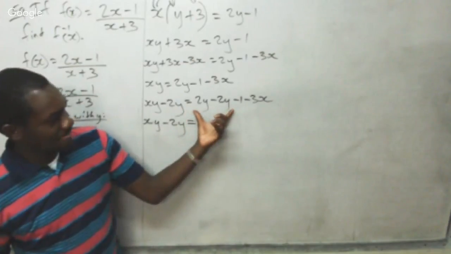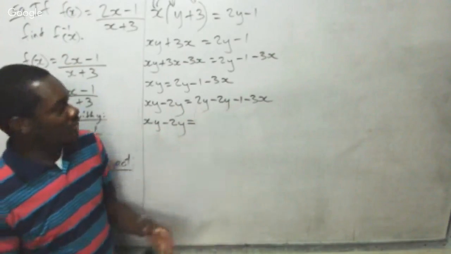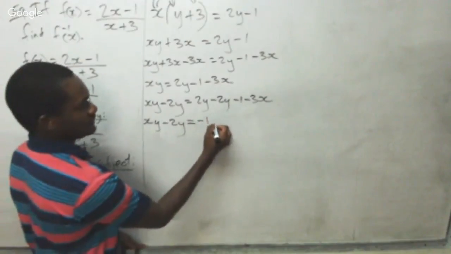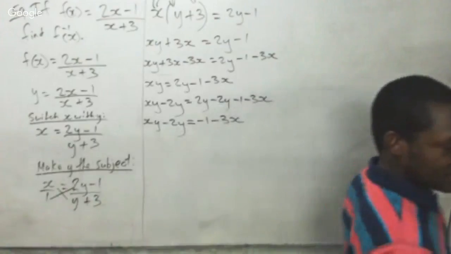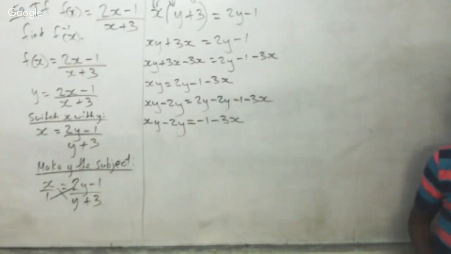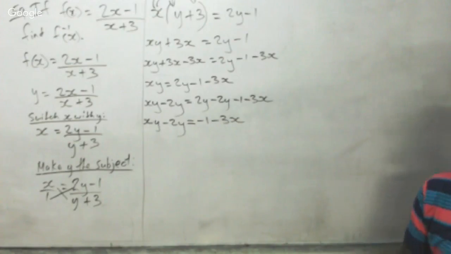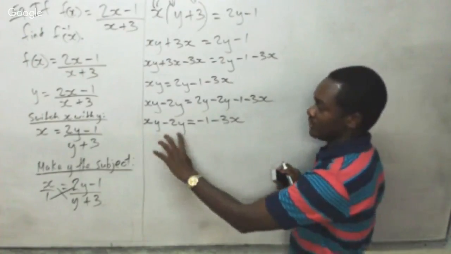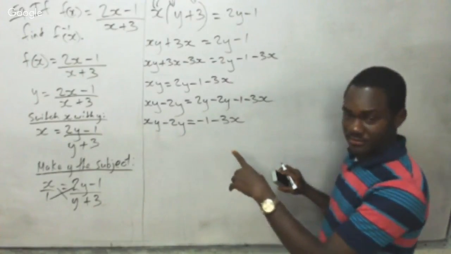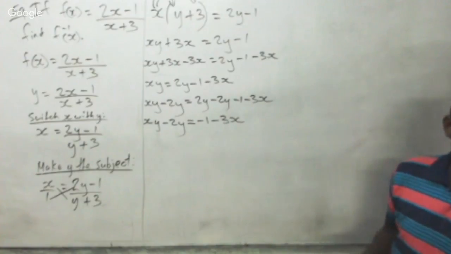Anyway, what is this? This is 0. So what is left over here now? Negative 1. Do we have all the y's on the left? Yes. Remember, what is your objective again? To get y by itself, to make y the subject. So we're going to factor out y, because y is what we want by itself.